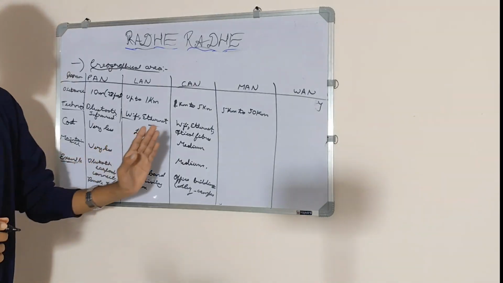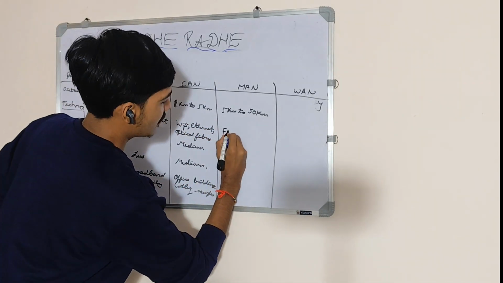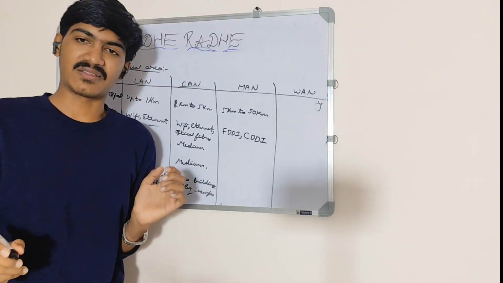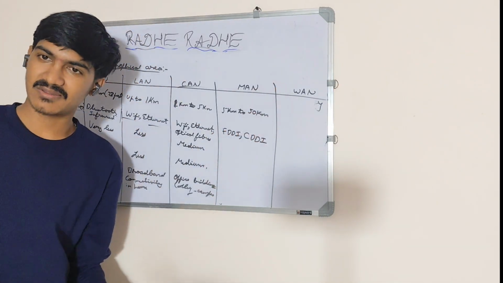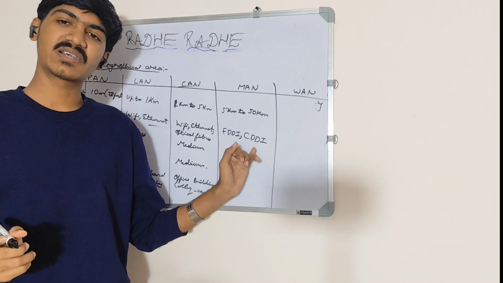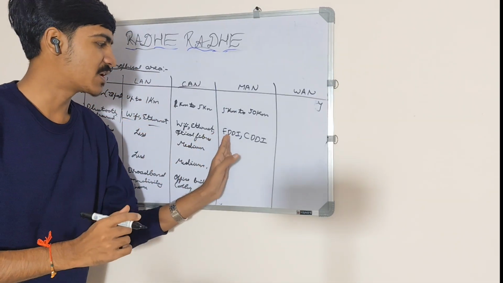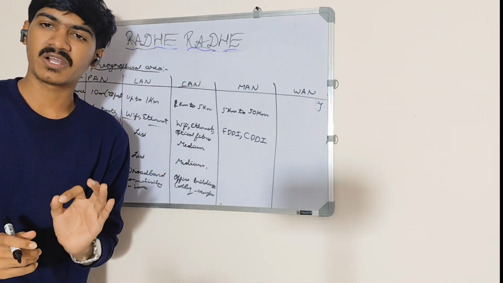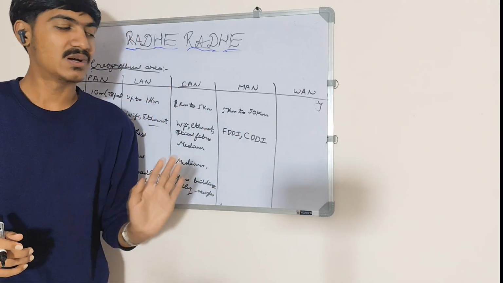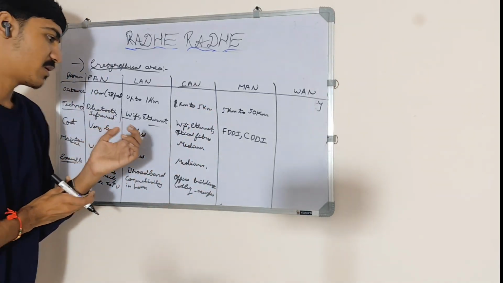Now, what are the technologies they are using? Majorly FDDI and CDDI. What are these? I will explain after this. Fiber distributed data interface, copper distributed data interface. For now, you can think that fiber distributed data interface uses optical fibers for transmission, and copper uses twisted pair copper cables for transmission. I will explain this after this entire chart.